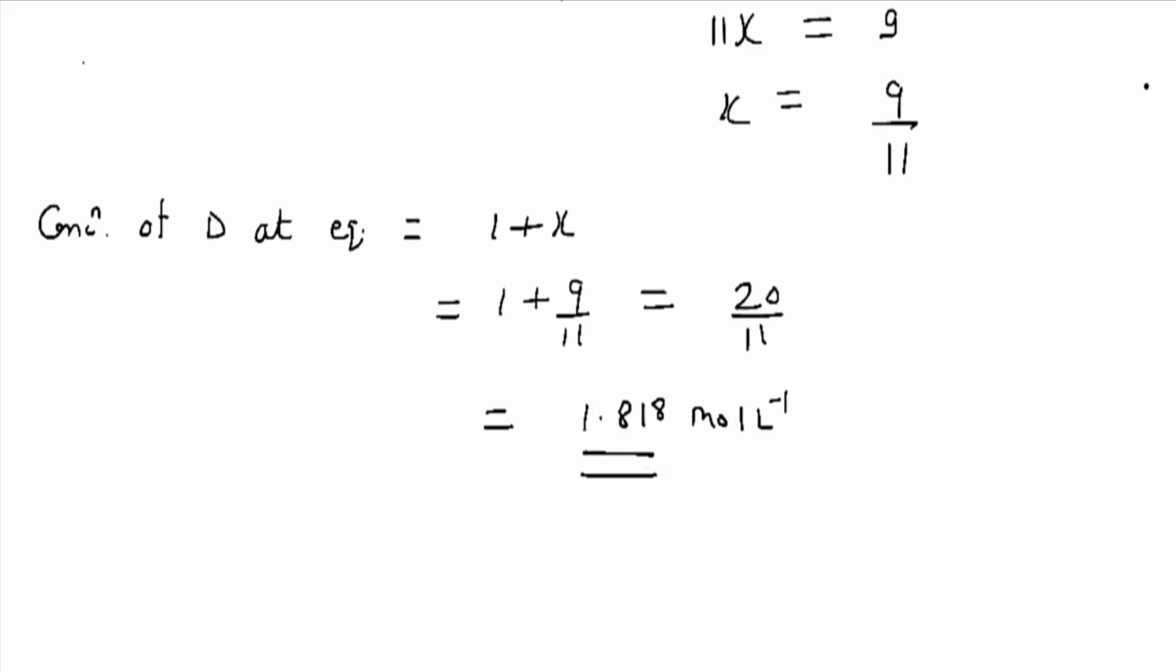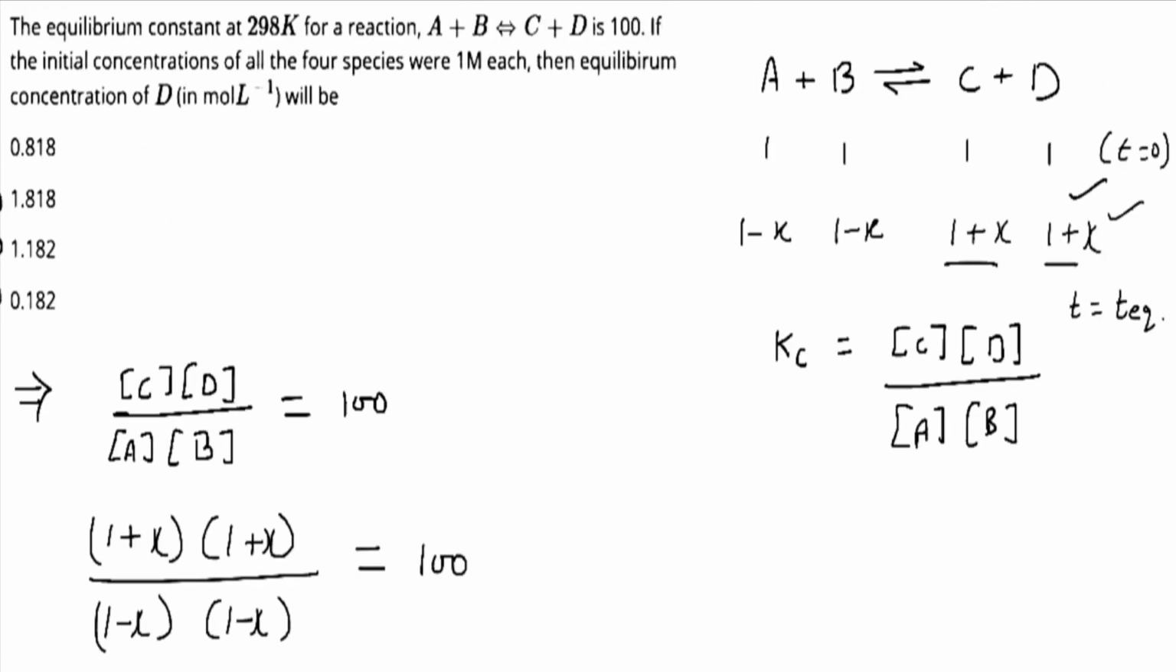So let's check the options. 0.818, no, this is not the right answer. And 1.818, yes, this is the right answer. Option B is the correct answer. The 1.182 is not the right answer, and 0.182 is also not the right answer. So we are only left with answer B, which is 1.818 moles per liter. This is the concentration of D at equilibrium. Hope this answered your question. Thank you.